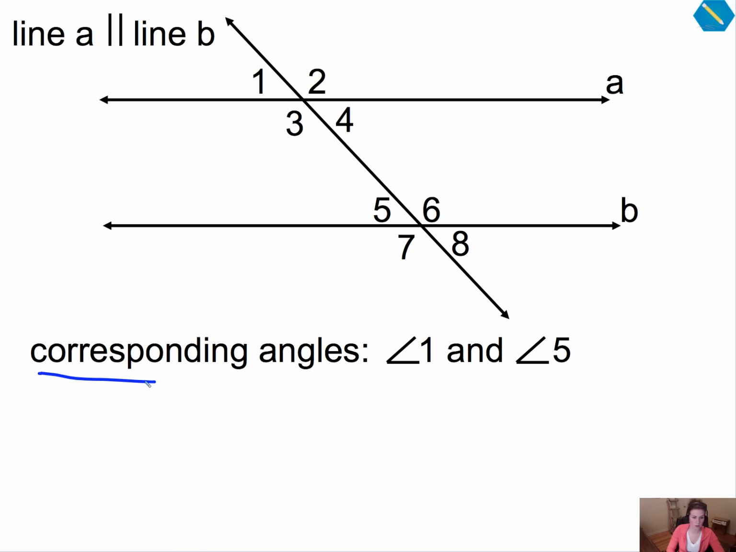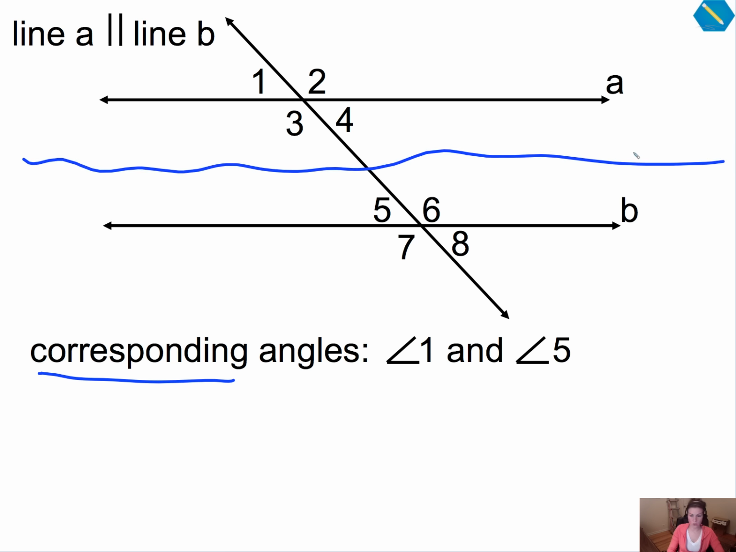So first let's talk about corresponding angles. Corresponding means that they're in the same position. So let me break this into two parts so that you could see. So let's just look at angle 1, 2, 3, and 4. And I want to focus your attention on angle 1 right here. Okay? Notice how within these 4 angles, angle 1 is in the upper left position out of these 4 angles.